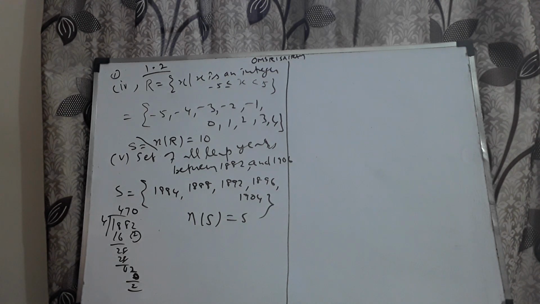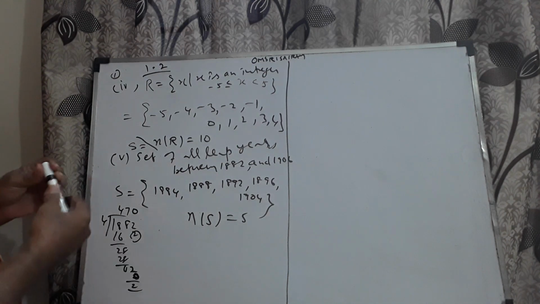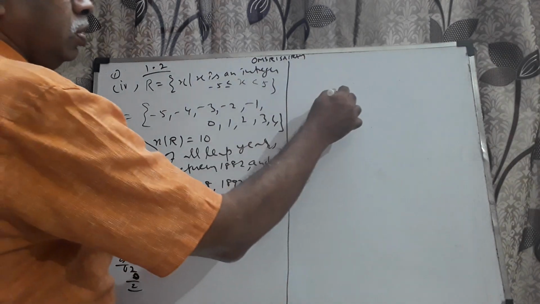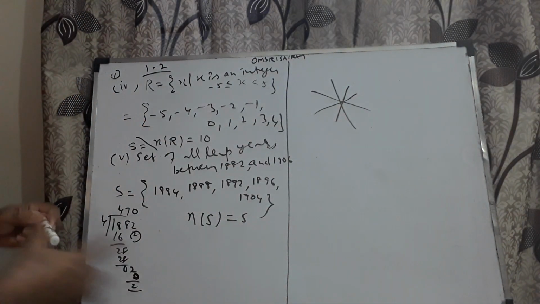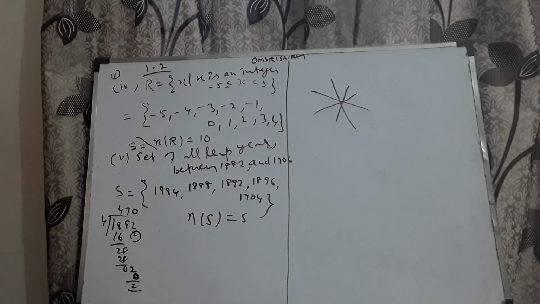Then identify the following sets as finite or infinite. I think I'll be able to list them out simply. X is equal to the set of all districts in Tamil Nadu. It is finite. Then the set of all straight lines passing through a given point. If we draw a point, there will be infinitely many lines through it. Therefore the set is infinite.